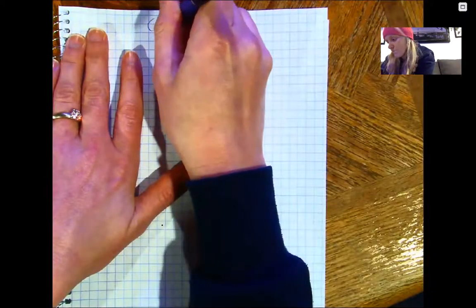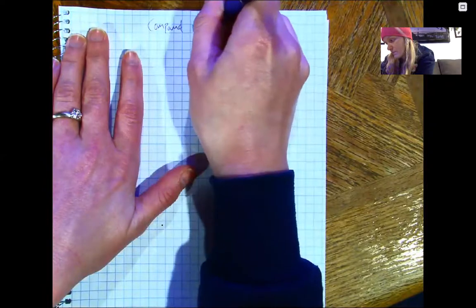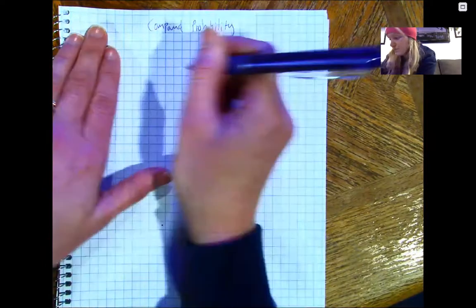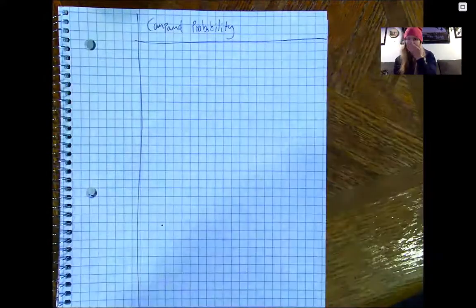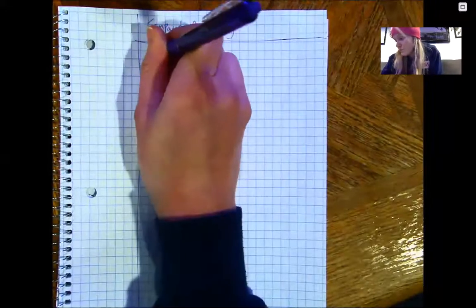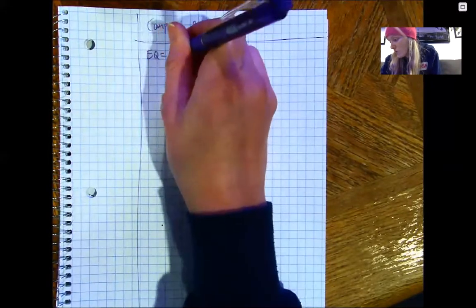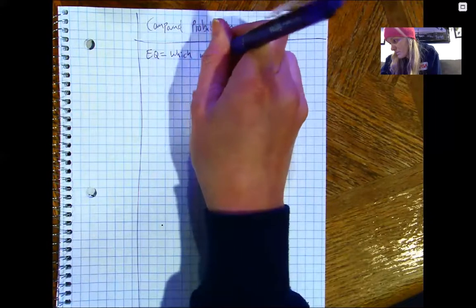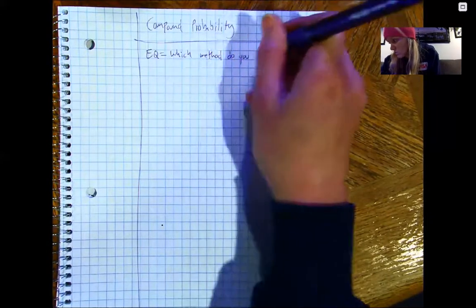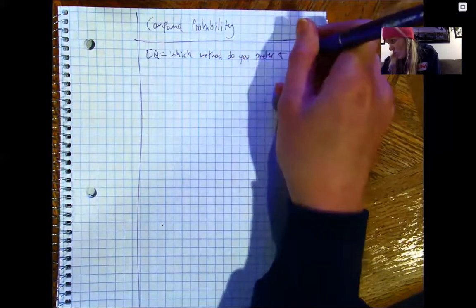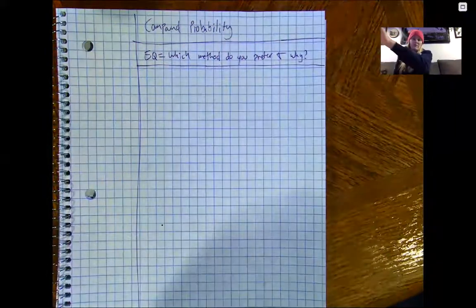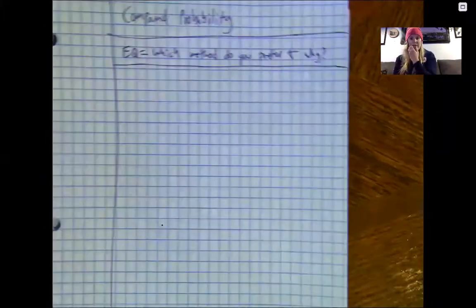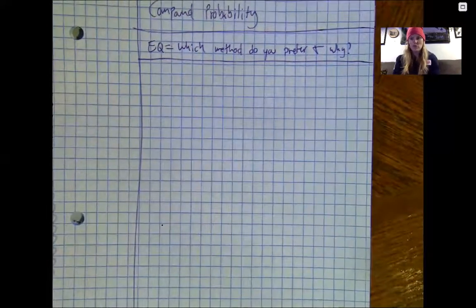So the next one is called compound probability. And our EQ for compound probability is: which method do you prefer, and why? All right, so I'll go ahead and let you have time. You could pause the video now and write this down. So compound probability, which method do you prefer and why?